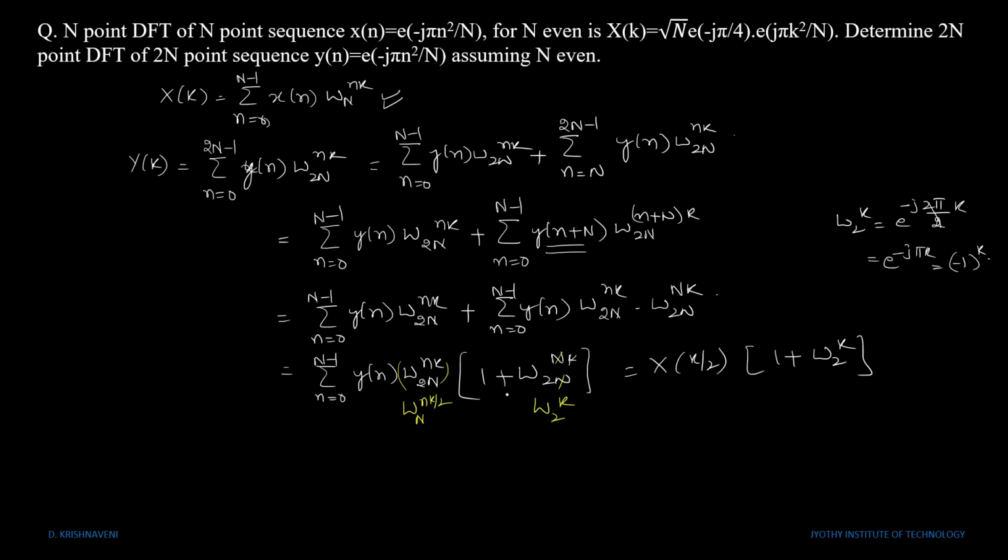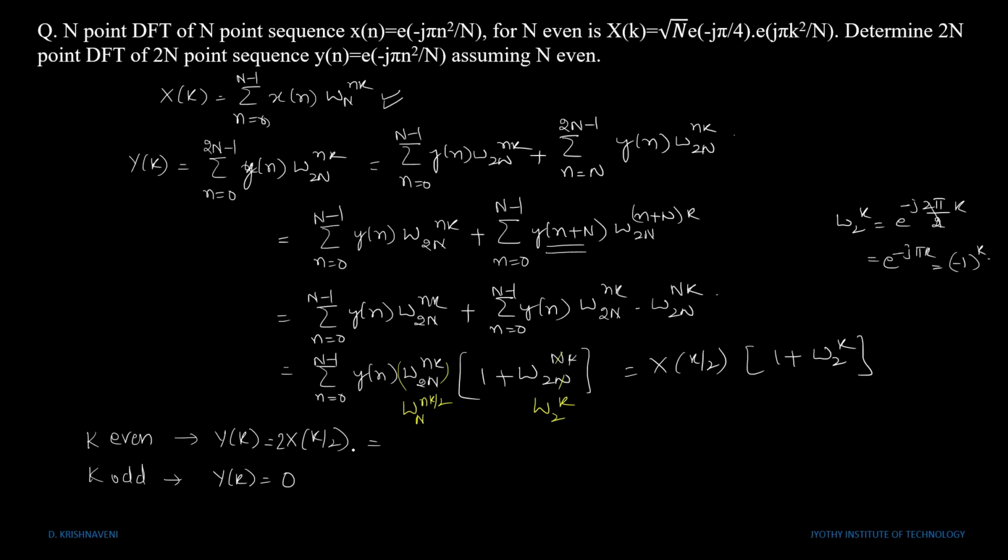So for k even, y of k will be equal to X of k by 2 times (1 plus 1), so you will get 2. And when k is odd, y of k will be 0, because 1 minus 1 you are going to get.